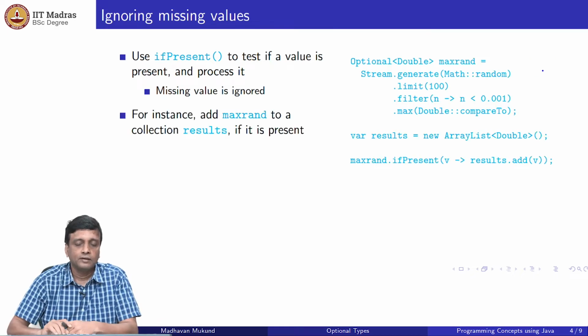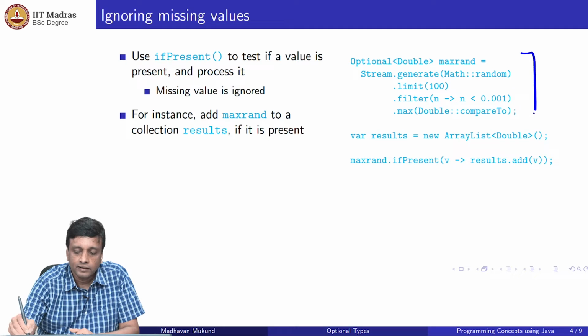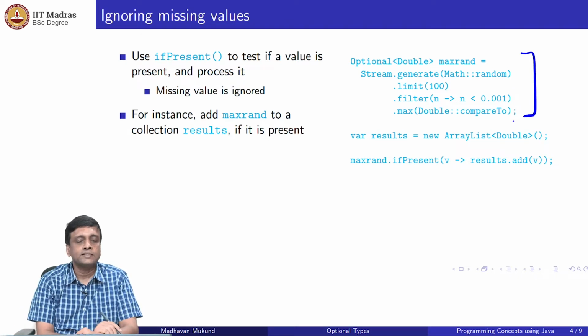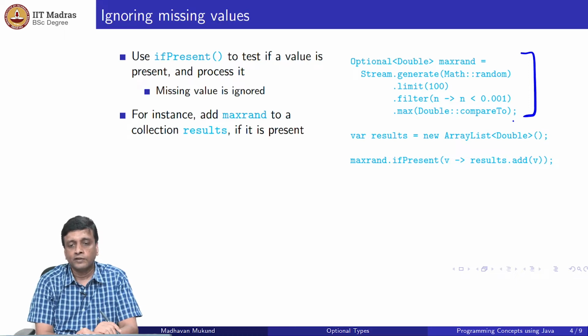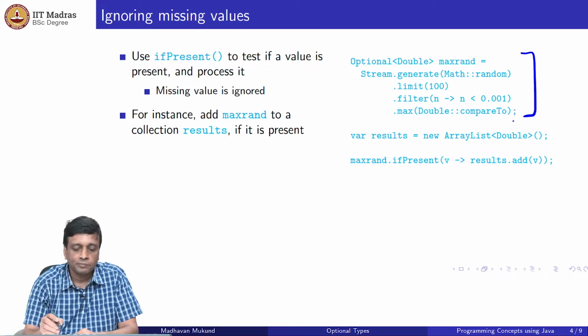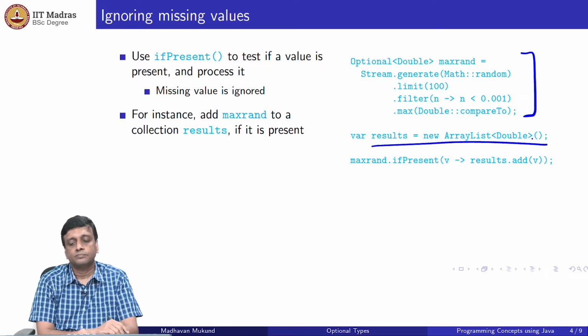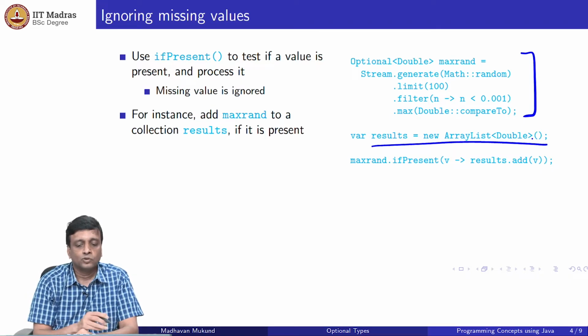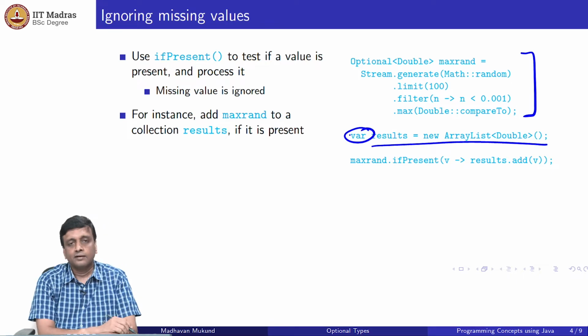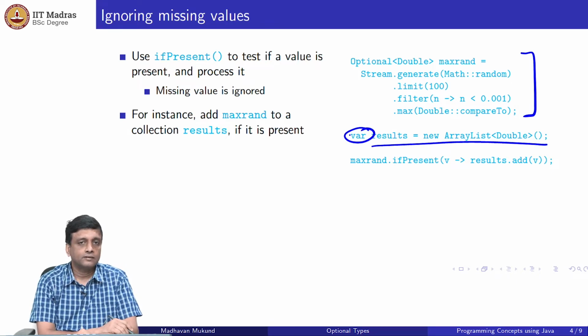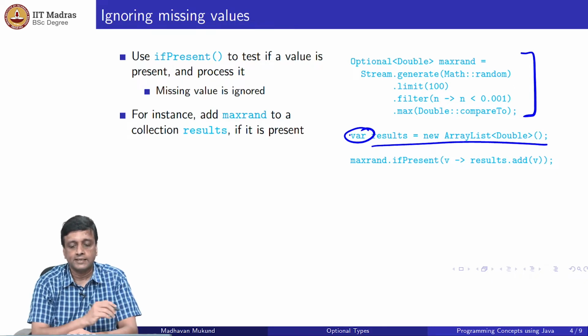So for example, supposing we had our earlier thing as before. We generate the sequence of random numbers and we filter out from the first 100 of them these small ones, and then we want the maximum, right. Now we want to do this a number of times, maybe, or across various things, and store the results in some array list. Okay. So notice here that we are using this var implicit type inference kind of situation, because this is going to be an array list because of the right hand side.